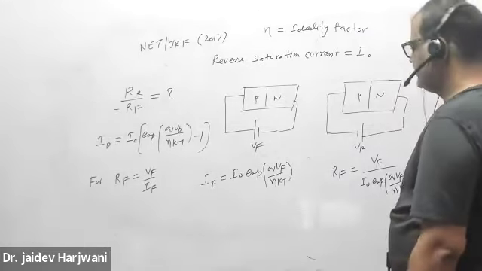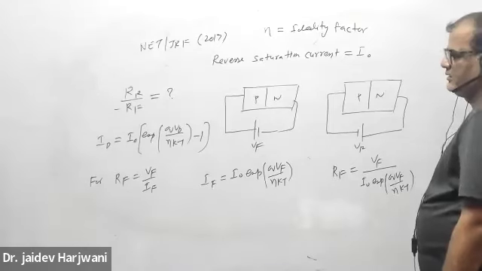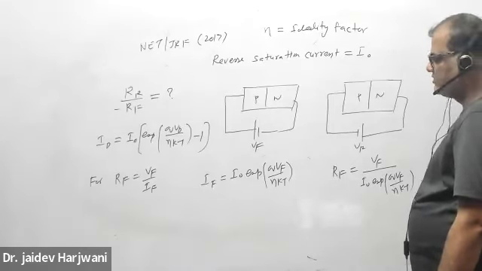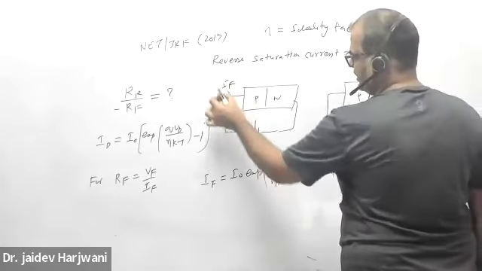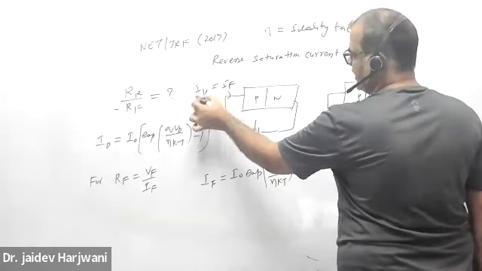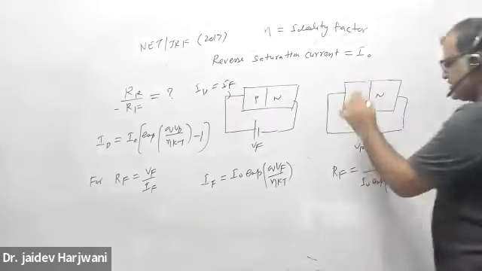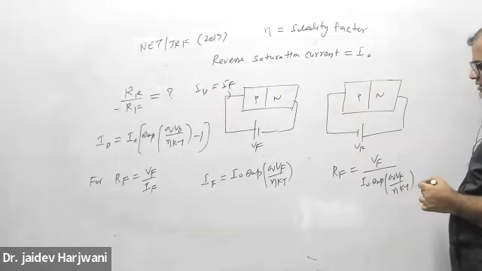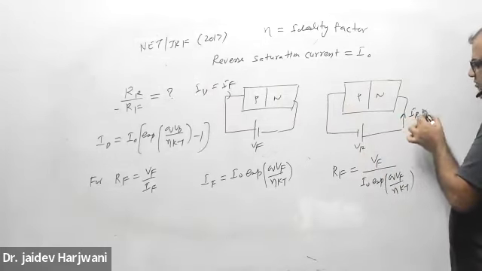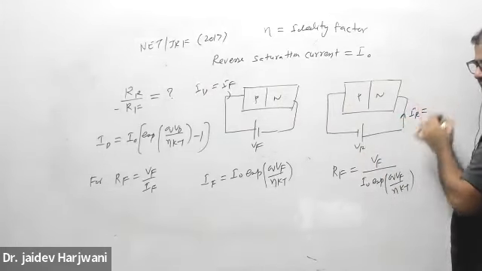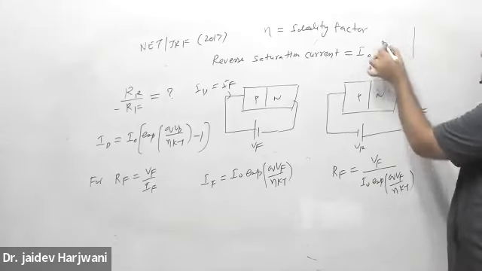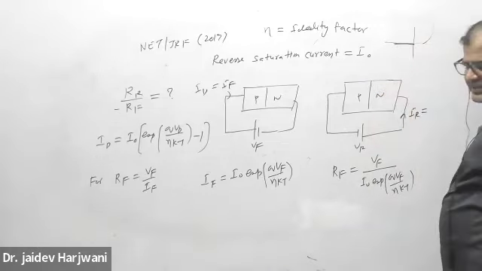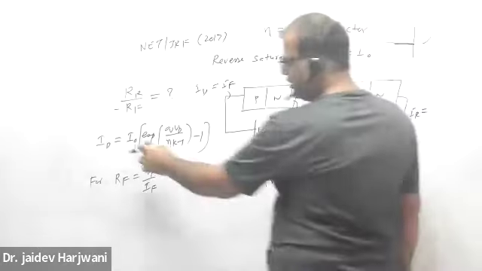Now I want to find the reverse resistance. Here the current flowing is IF, which is ID equal to IF in the forward direction. In the reverse direction, how much current flows? Tell me. Remember the graph. This is the forward current. This is the reverse current. So in the reverse direction, the current is only equal to I naught.